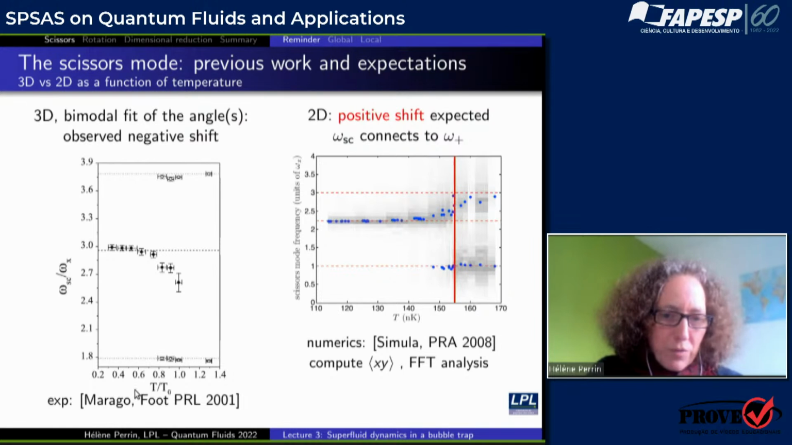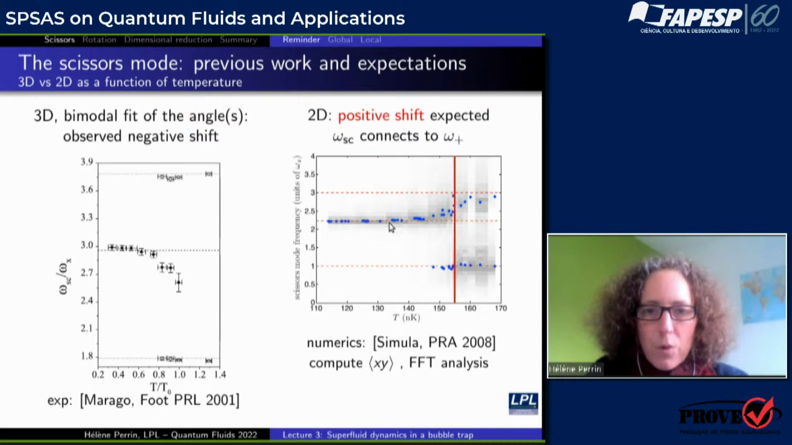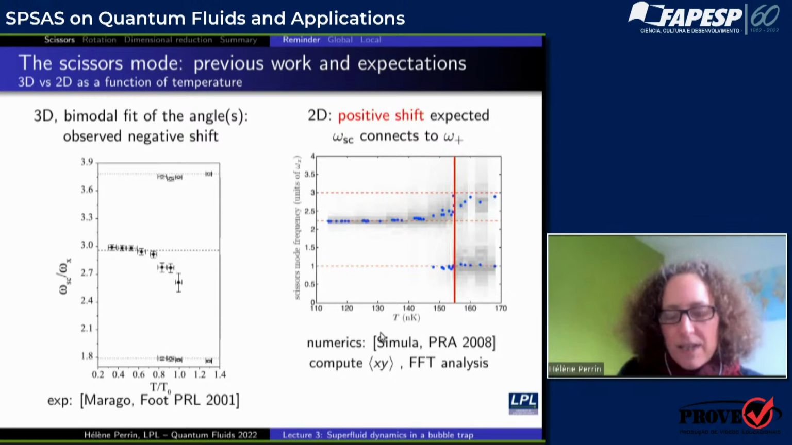Now, in two dimensions, there were predictions, where again, at low temperature or large chemical potential, you have the scissors mode. At high temperature or low chemical potential, you have omega plus and omega minus. And this time, it was expected that the scissors frequency is shifted upwards to connect to omega plus and not downwards. So this was numerical predictions, and we wanted to do the experiment.